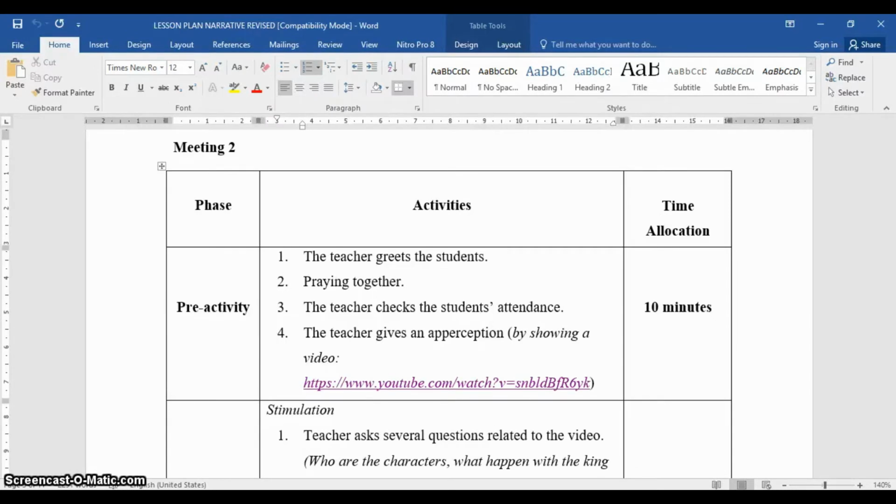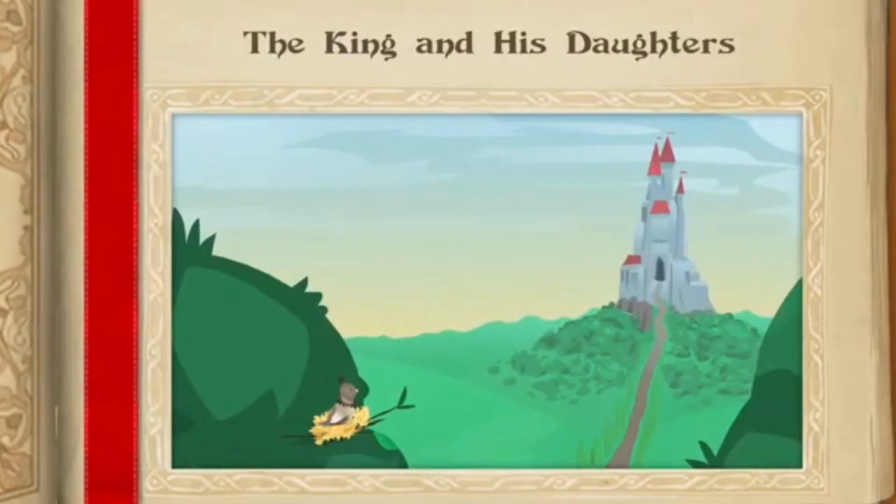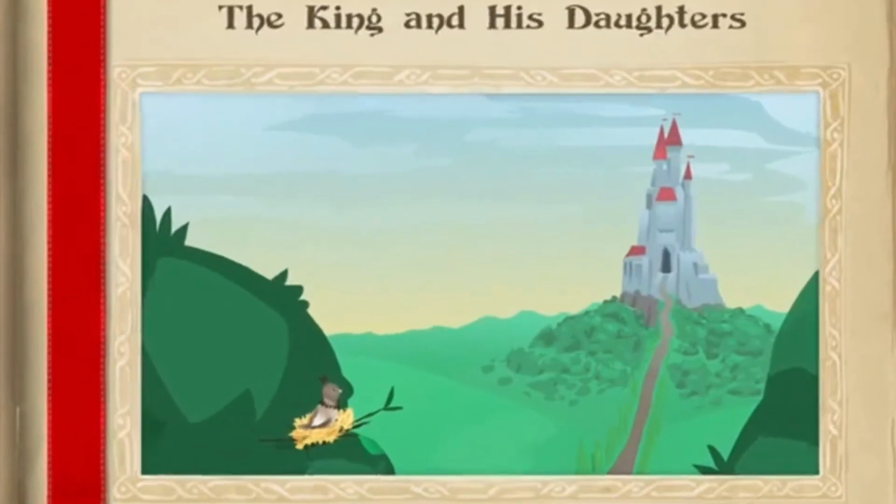And for the second meeting, in the pre-activity, the teacher greets the students. The students and teacher pray together, and the teacher checks the students' attendance. And after that, the teacher gives an apperception by showing a video entitled The King and His Daughters. And here is the video.